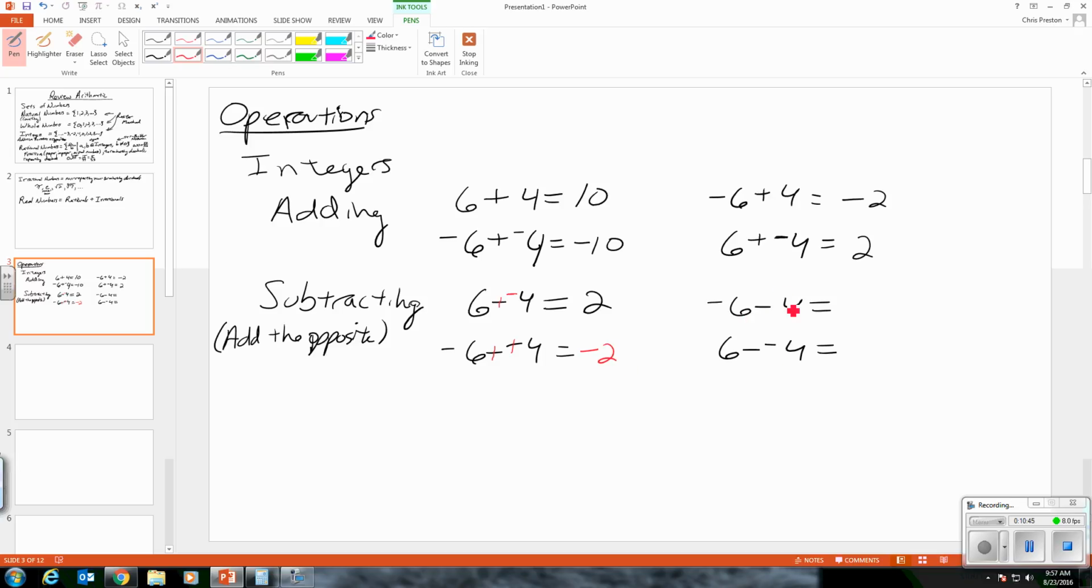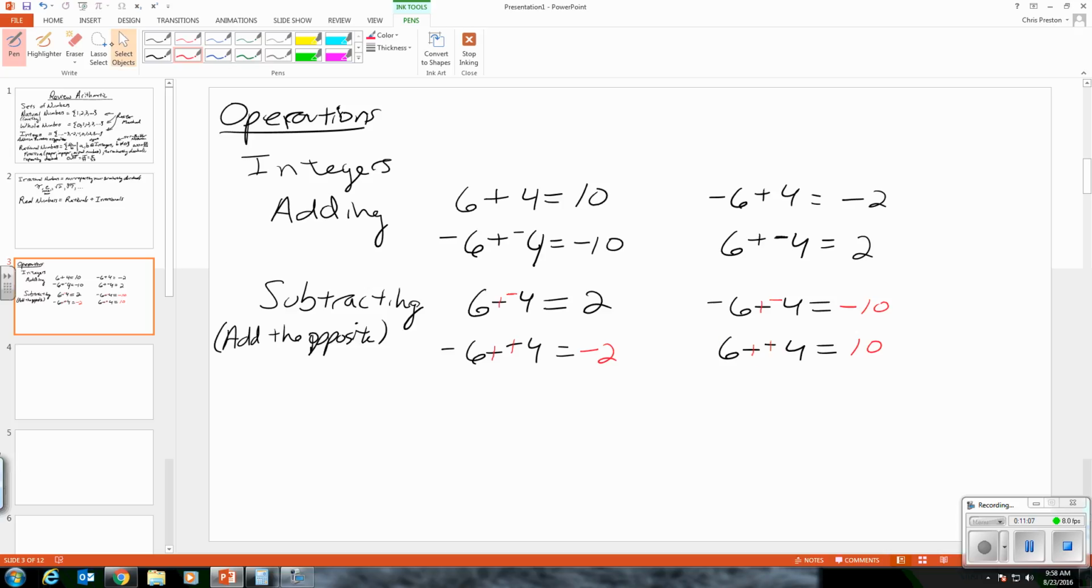Here, I'm not going to subtract 4. I'm going to add negative 4. So I have negative 6 and negative 4 making negative 10. And again, here, I'm not going to subtract negative 4. I'm going to add positive 4. It gives me positive 10. So you don't subtract, you add the opposite.